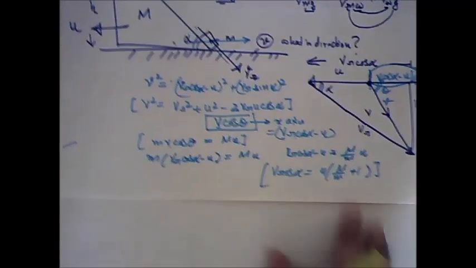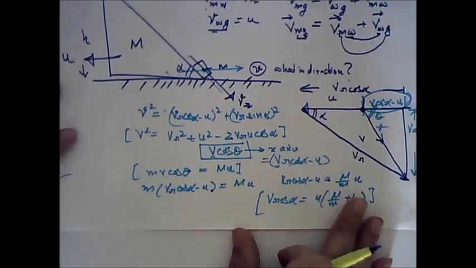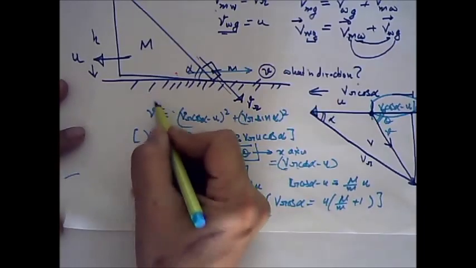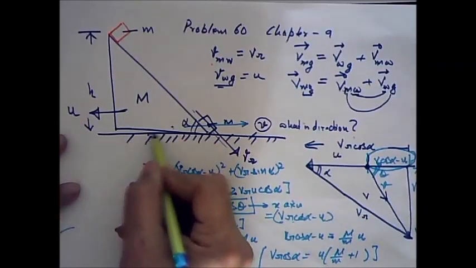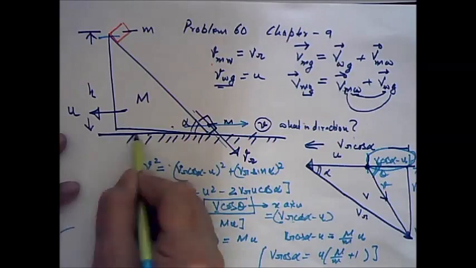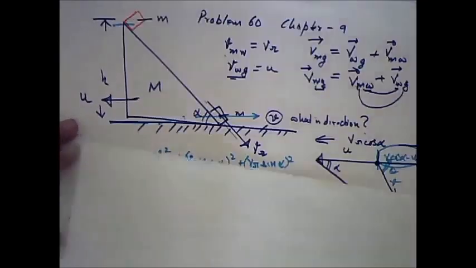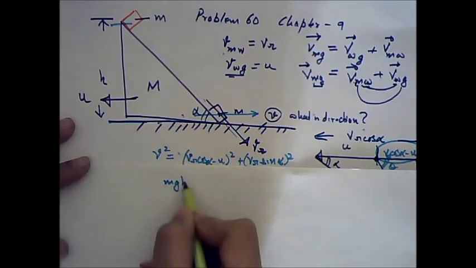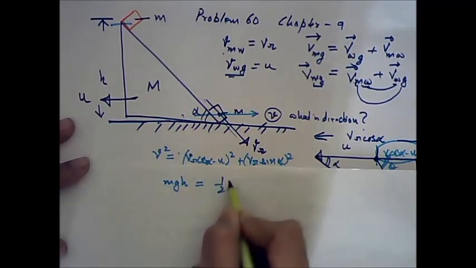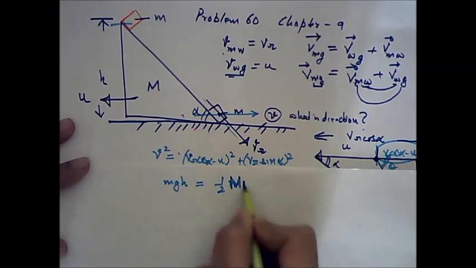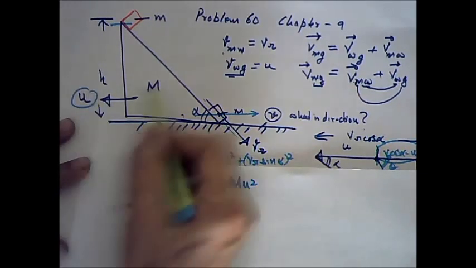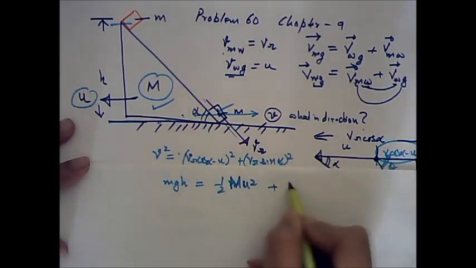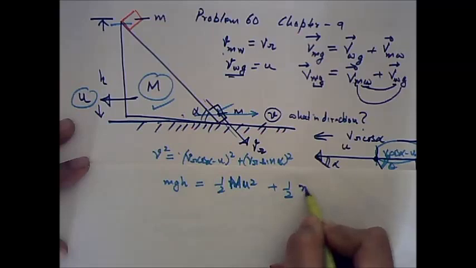Now let us write the energy equation, conservation of energy. The initial energy is in reference to this point, this is the height, this is the reference point. So the energy conservation we can write is mgh is equal to half capital M U square, the velocity of this is U, this is mass m, plus half m V square.